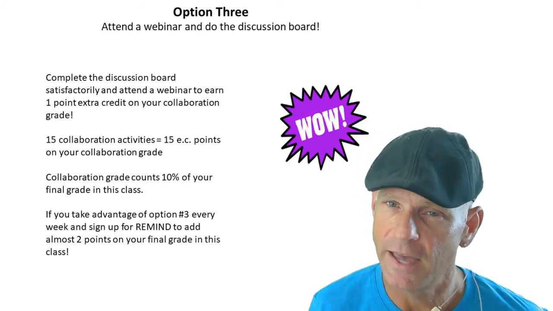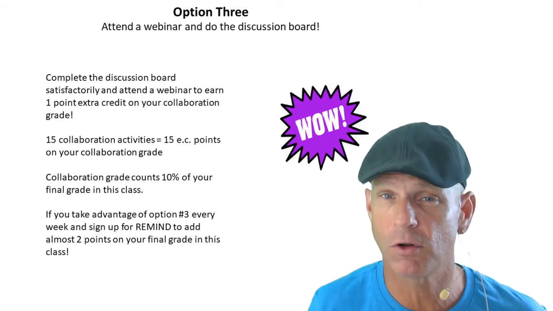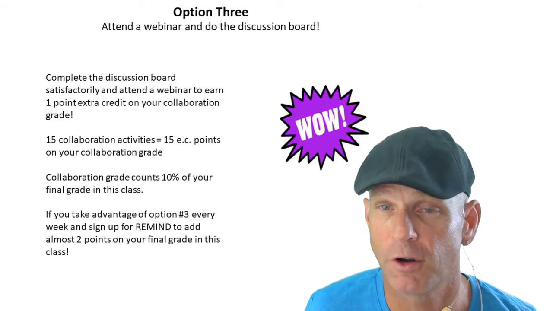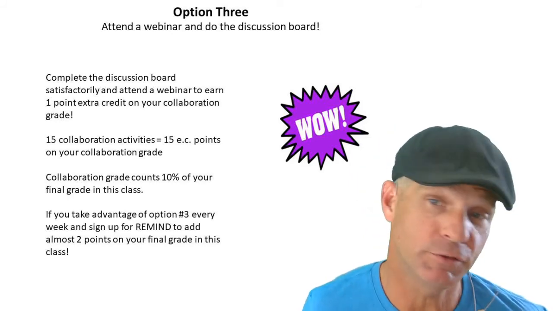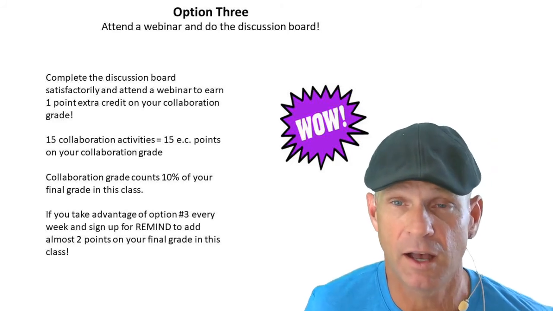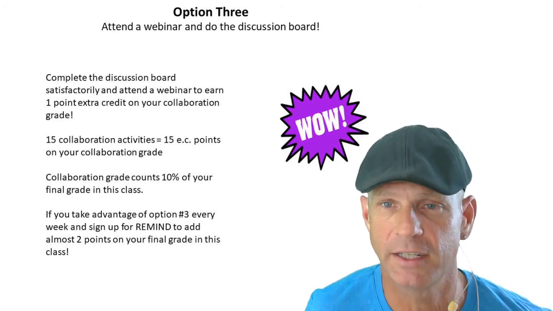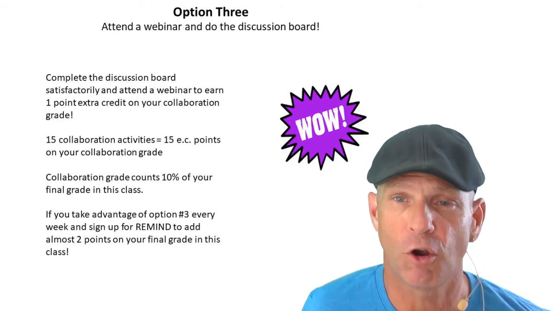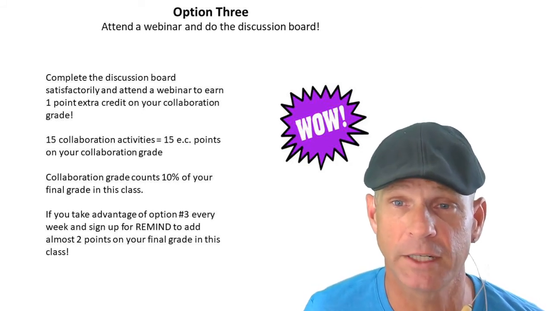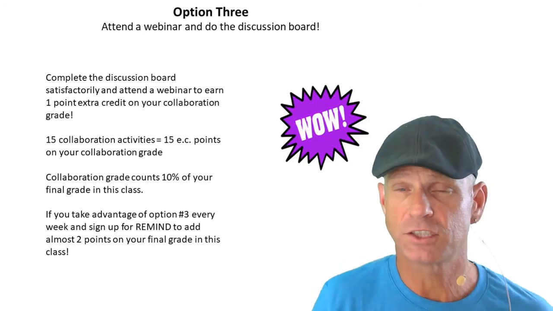Now, that doesn't mean you're getting 15 points in this whole class. Your collaboration grade counts 10% of your final grade in this class. However, if you sign up for Remind and come to all of the 15 Wednesday webinars, and do the extra credit each of the 15 weeks, you can earn almost 2 points of extra credit on your final grade. So that's all I wanted to tell you.